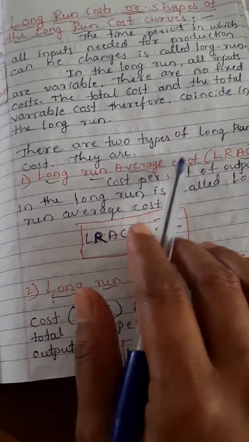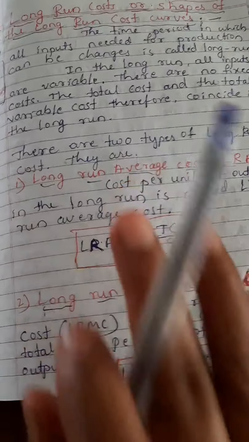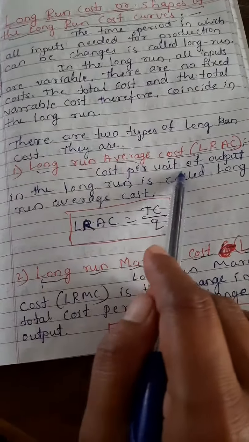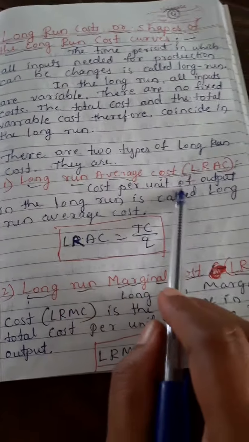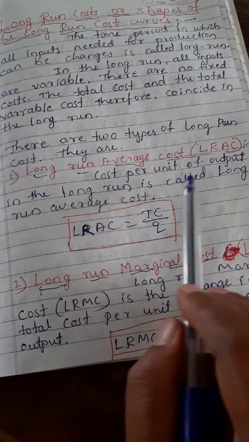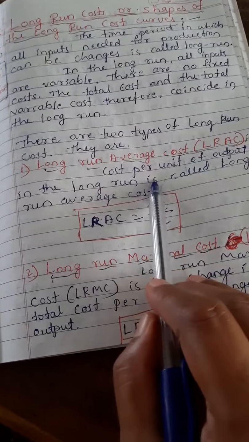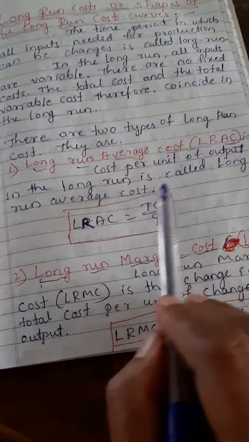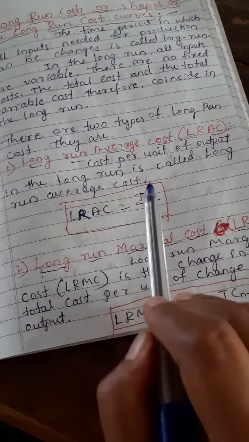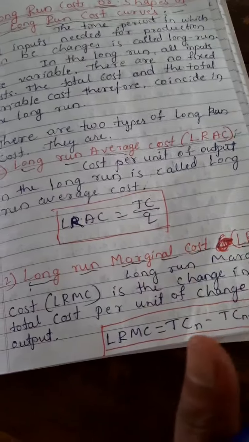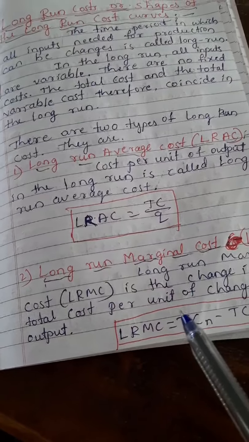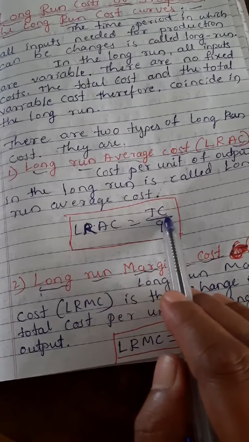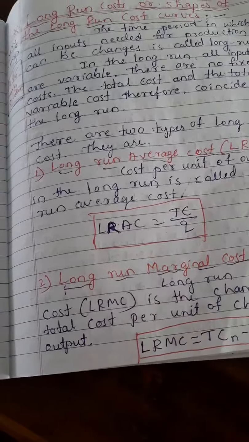And there are 2 types of long run cost. One is the long run average cost, LRAC, and the other is the long run marginal cost, LRMC. Long run average cost, LRAC, means cost per unit of output. Cost per unit of output in the long run is called long run average cost. The formula is the same. ಎಲ್ಲ ಕಡೆ ಫಾರ್ಮುಲಾ ಚೇಂಜ್ ಆಗೋಲ್ಲ, ಓನ್ಲಿ ಫಾರ್ಮುಲಾ ಆರ್ ಸೇಮ್. LRAC is equal to TC divided by Q. This is the formula. TC means total cost, divided by Q, which means output or quantity.